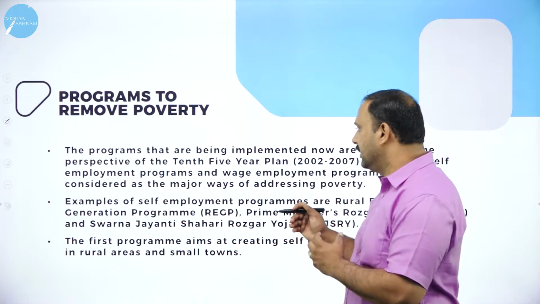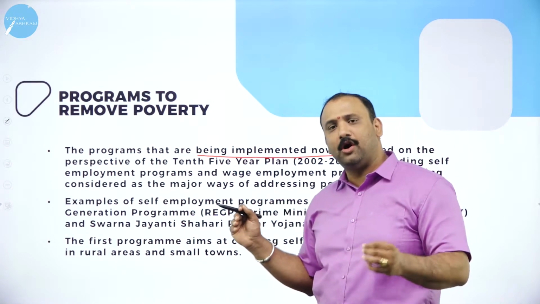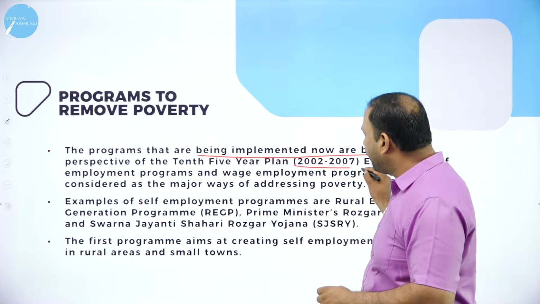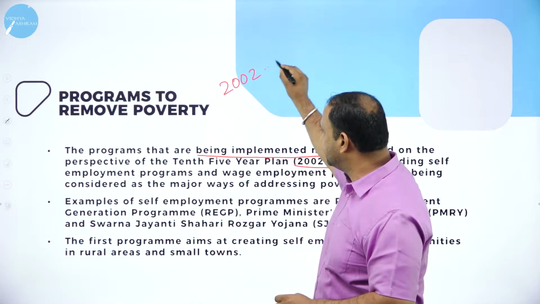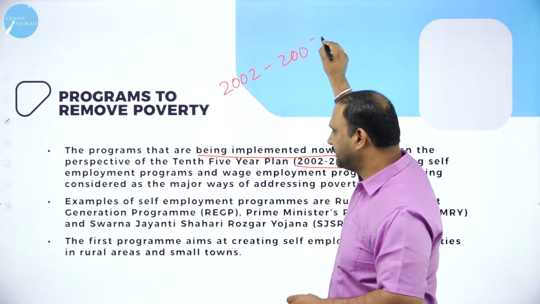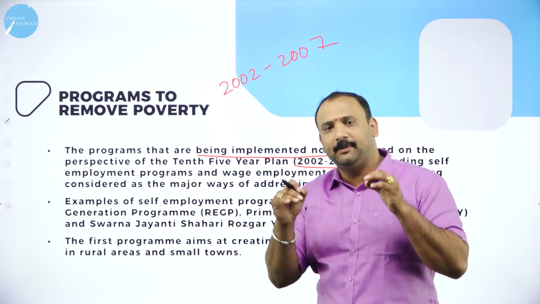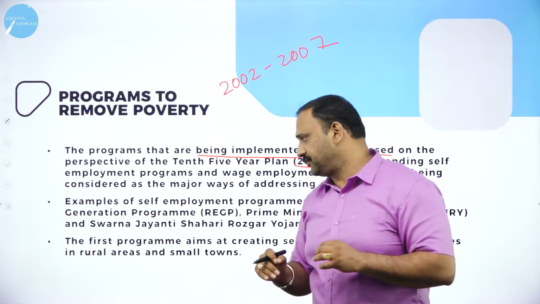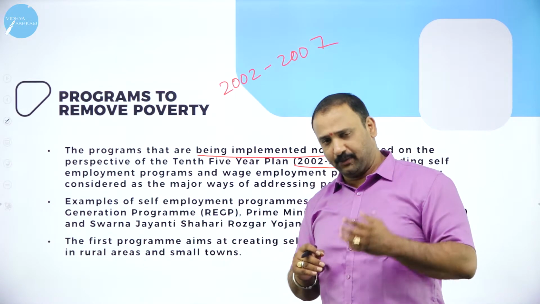Now, if you look here, the programs that were being implemented are based on the perspective of the 10th five-year plan. The 10th five-year plan ran from the year 2002 to 2007. This was the time period when we thought that major employment programs needed to be brought in for the development of the country, and that was the important aspect to alleviate poverty.